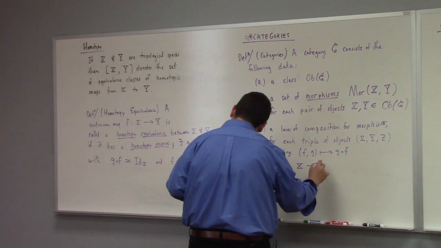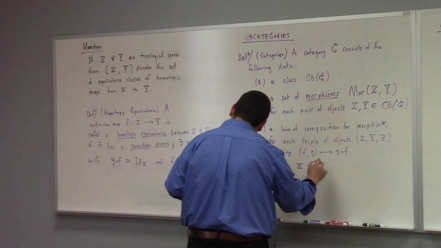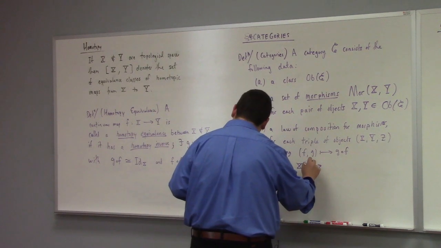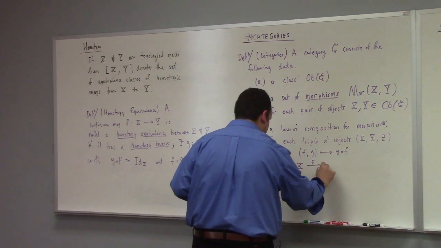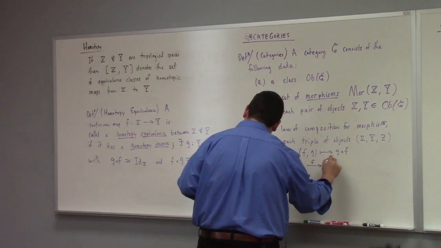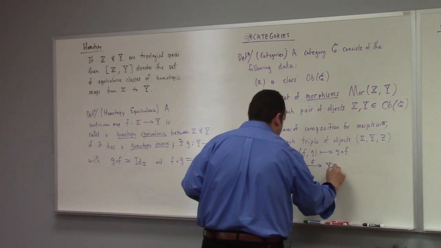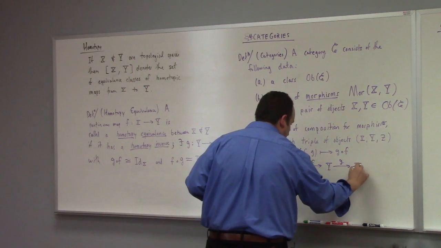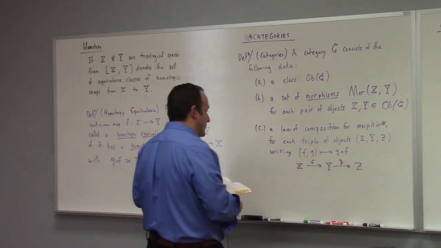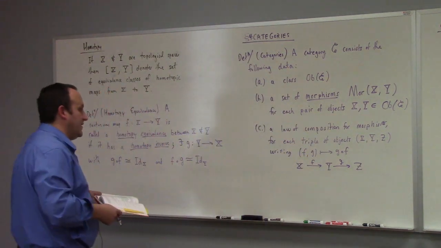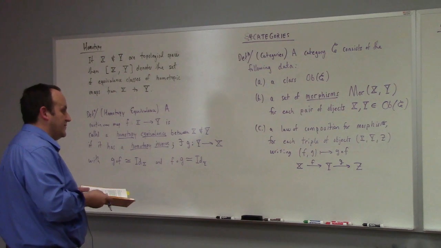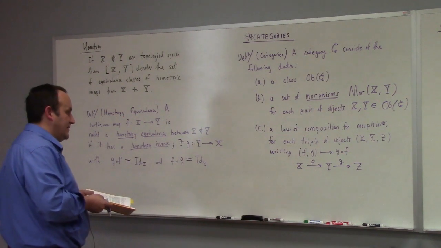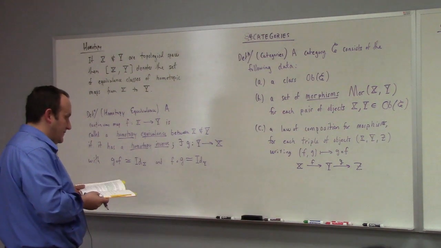I don't know what I'm writing down right now. What I'm writing at the moment doesn't make a bit of sense to me, guys. But I think it's clarified in the equation, which is a little bit below. I mean, this just seems like word soup to me at the moment. Law of composition for morphisms for each triple of objects x, y, z, writing (f, g) is g composed with f.